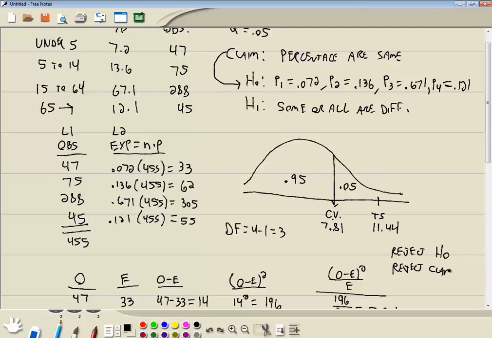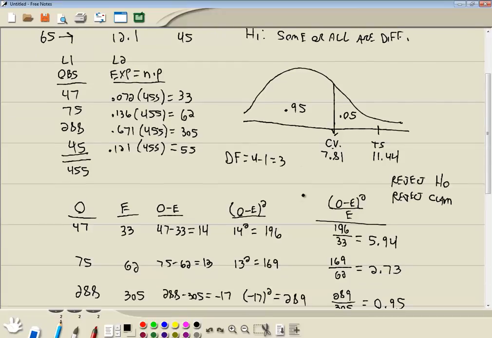Now I'm showing this one by hand for a specific reason. Not every calculator has the function chi-square goodness of fit. And so some of these you have to do by hand. And that's how you do it for this particular problem.